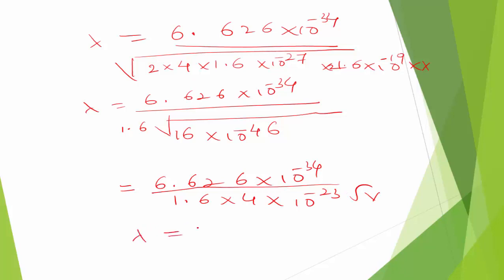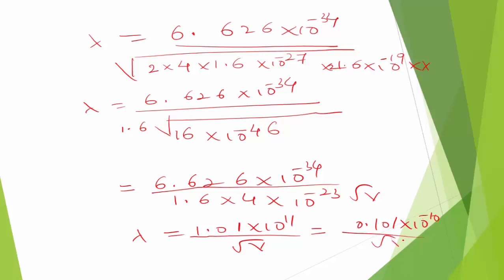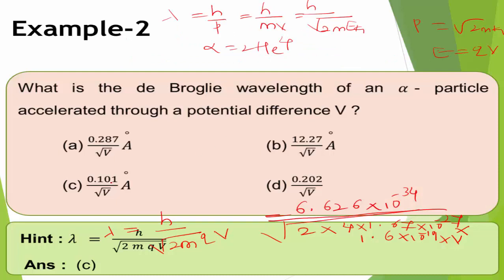Finally, we get the answer lambda is equal to 1.01 into 10 to the power of 11 divided by root v. But we can write this equation as 0.101 into 10 to the power of minus 10 divided by root v. 10 to the power of minus 10 is in the form of angstrom. Then you get lambda is equal to 0.101 divided by root v angstrom. Here option C is the right answer.